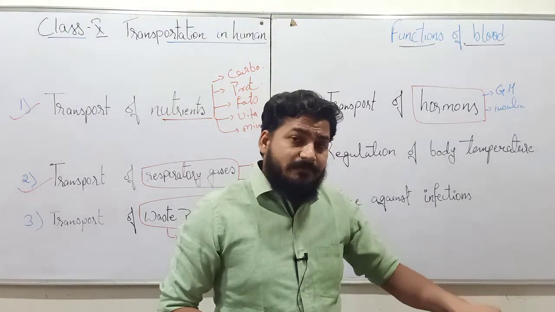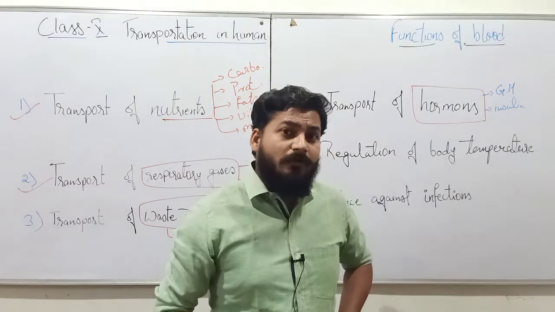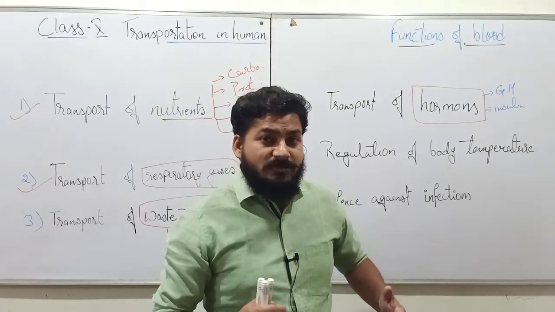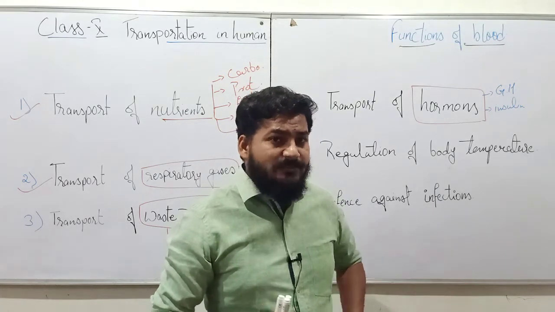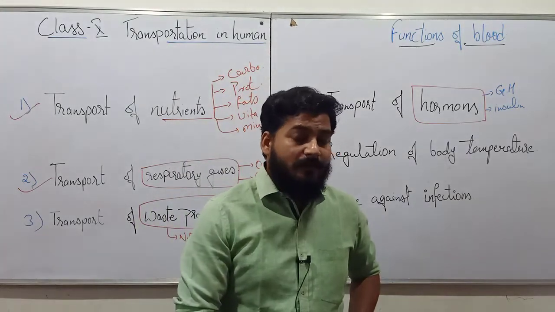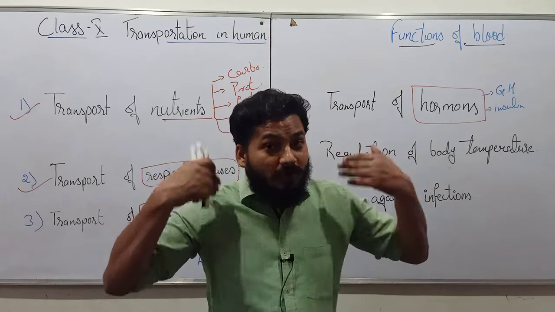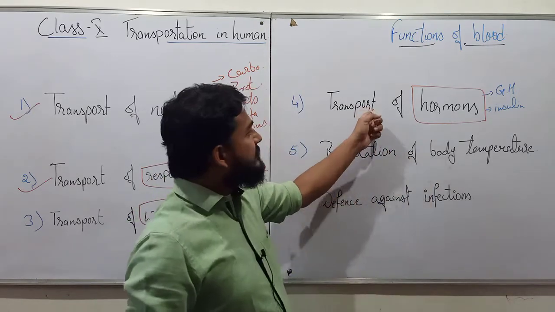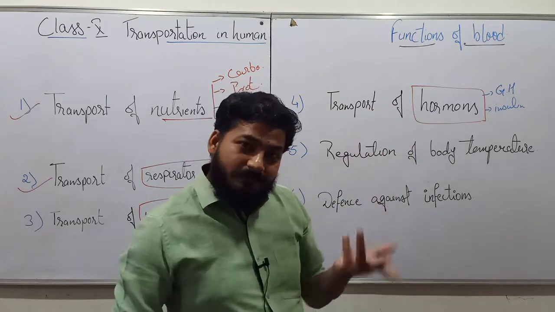This pancreas is located in the lower abdominal region. I told you in the digestive system, insulin is secreted by the pancreas located in the lower abdominal region, but the control of the blood sugar has to take place throughout the body, and that will be done by the ease of transport of hormones by the blood.